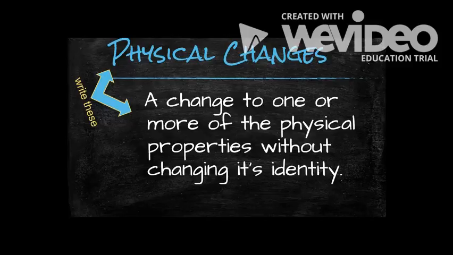So a physical change is any of those changes that change one or more of the physical properties of whatever it is you're looking at, the matter that you're looking at. And when you look at those physical properties and their change, it doesn't change the identity of that matter. So the matter doesn't change, just its appearance changes. Something about it changes, but it doesn't change what it is. It's still the same thing.